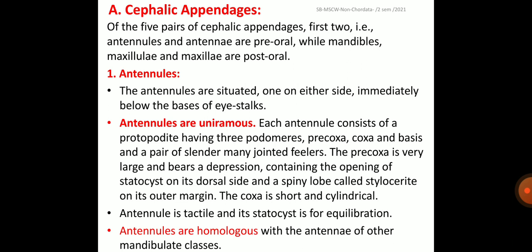So, of the 5 pairs of cephalic appendages, the first two, that is antennules and antennae, are preoral, while mandibles, maxillulae and maxillae are post-oral. Pre and post words you are familiar with. So pre is in front of the mouth, and post is just behind the mouth. So antennules is the first cephalic appendage. You can see here the diagrams are drawn, a little later about the antennules.